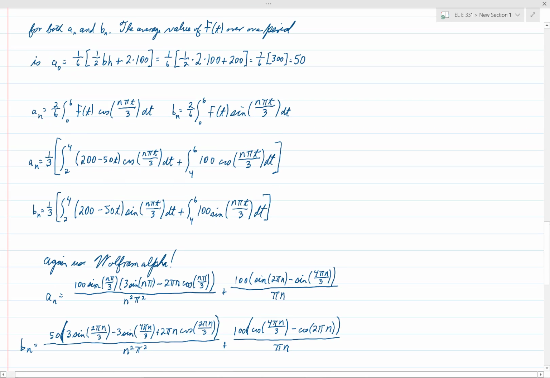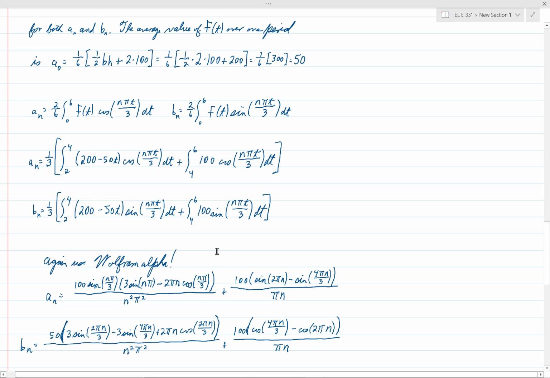Now, I would strongly suggest that you use Wolfram Alpha. Now, I'll be honest with you, I did not try in Wolfram Alpha doing both integrals for An at one time. It may have worked, I'm not sure, you can try it, but I did each integral one at a time. And then whatever I obtained, I multiplied it by 1/3.